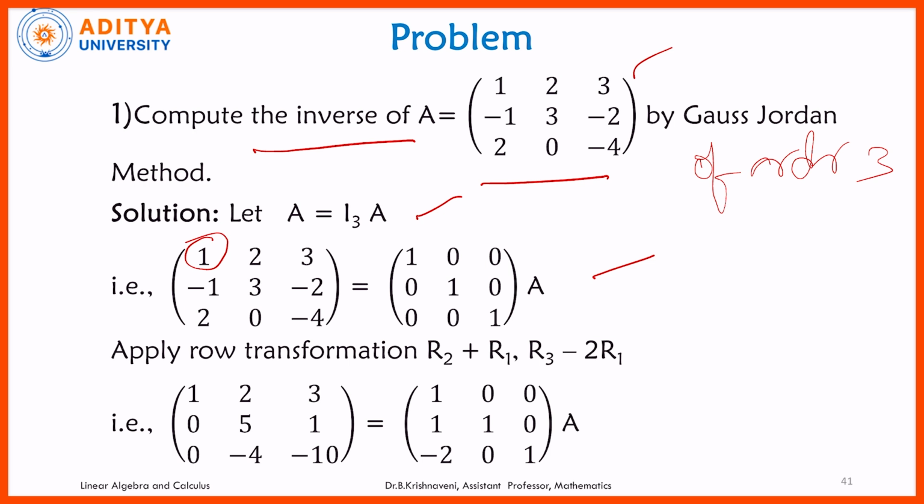So fix this element and make the elements below it zeros using row operations. For that, what are the operations we have to use? R2 as R2 plus R1, and the second operation is R3 as R3 minus 2R1. On doing this, the LHS will become 1, 2, 3, 0, 5, 1, 0, minus 4, minus 10, and if you apply the same operations on the prefactor of A in the RHS, that becomes 1, 0, 0, 1, 1, 0, minus 2, 0, 1 into A.